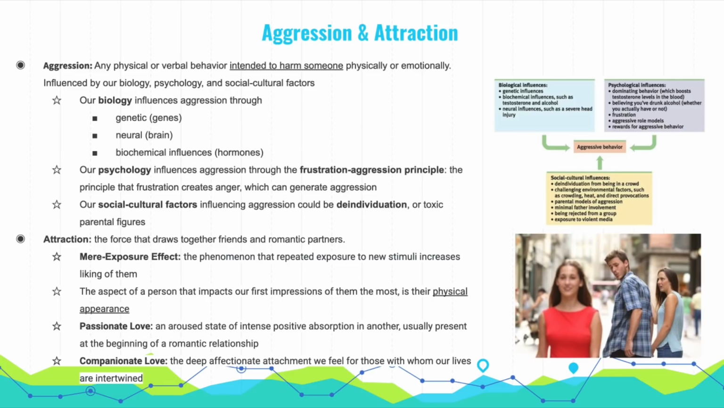And the difference between passionate love and companionate love is passionate is an aroused state of intense positive absorption of another, usually present at the beginning. And companionate love is the deep affectionate attachment we feel for those with whom our lives are intertwined, and usually takes place once we have a solid relationship.